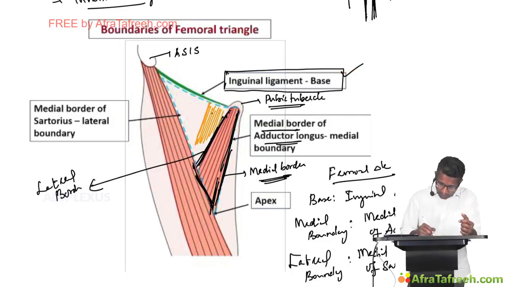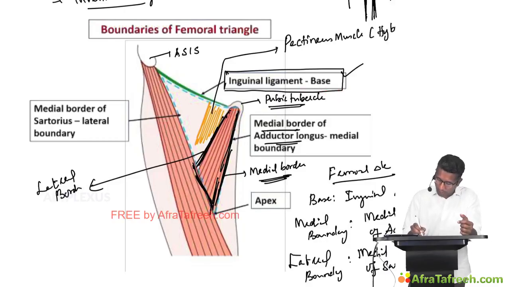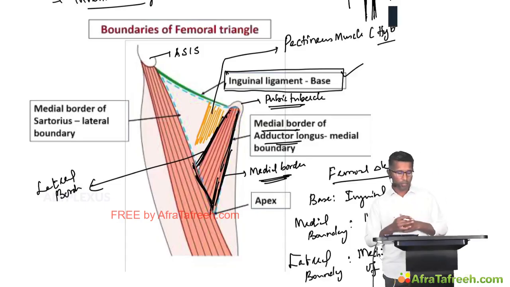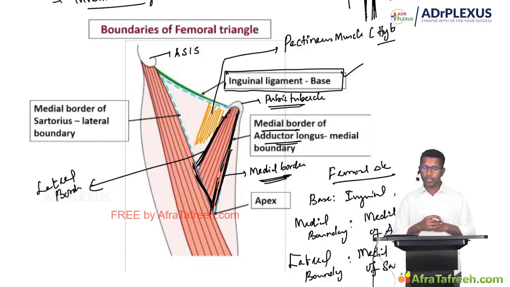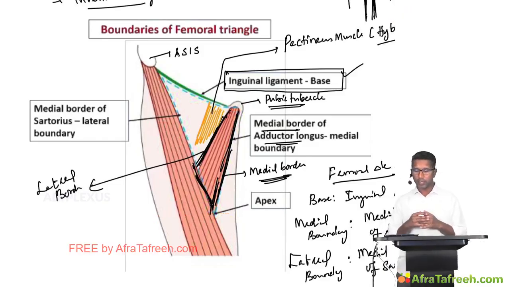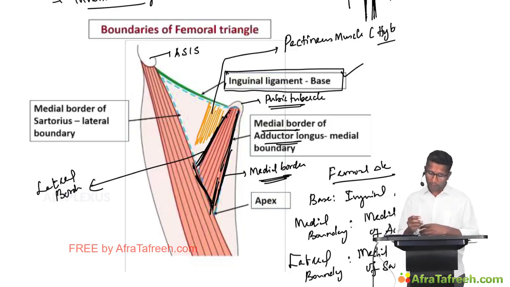So what is this muscle, guys? This muscle is called the pectineus muscle. The pectineus muscle is a hybrid muscle. What do you mean by hybrid muscle, guys? Whenever a muscle is supplied by two different sets of nerves, it is called a hybrid muscle.